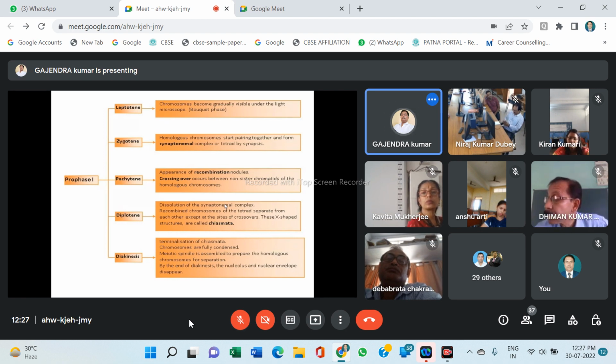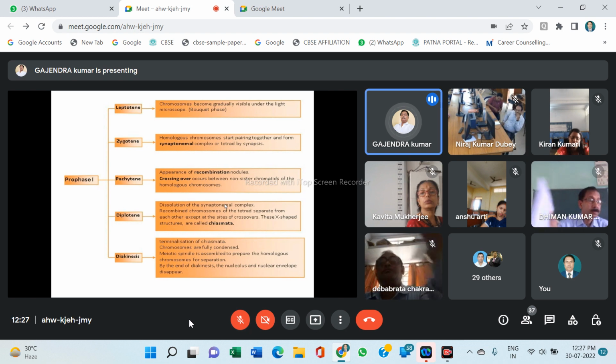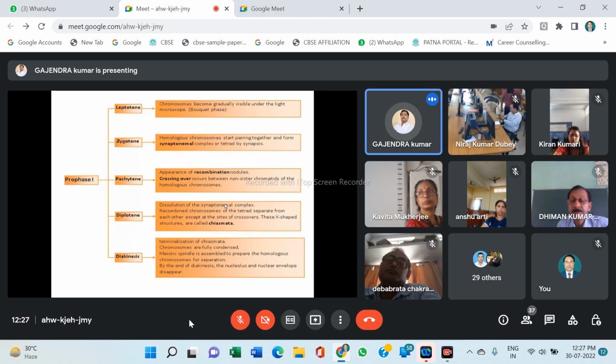After the end of diakinesis, again the cell will undergo metaphase 1. In the metaphase stage, again the chromosomes will be arranged at the equatorial plate. These chromosomes will be different from the mitotic chromosomes because in mitosis there was no crossing over, but in meiosis crossing over is clearly identified, and so the crossed over chromosomes will be lying at the equatorial plate.